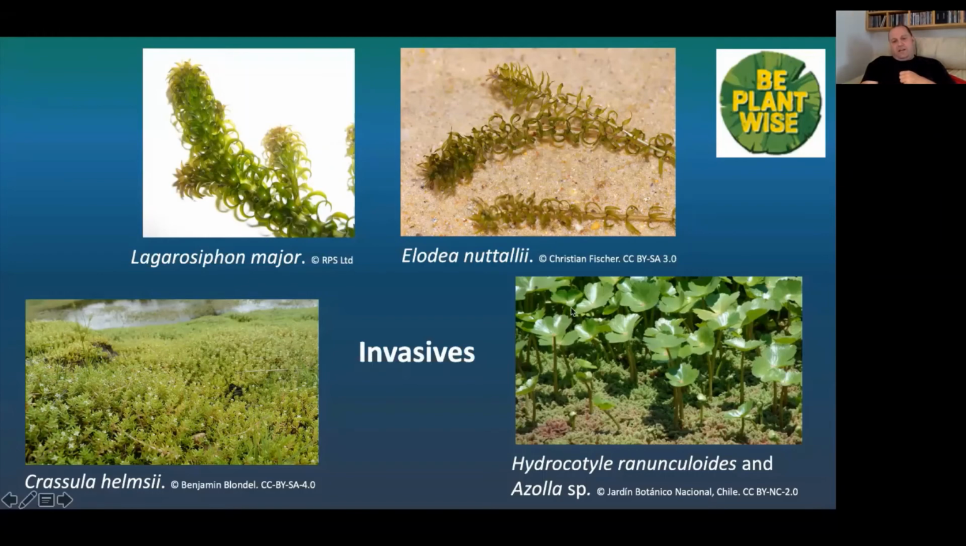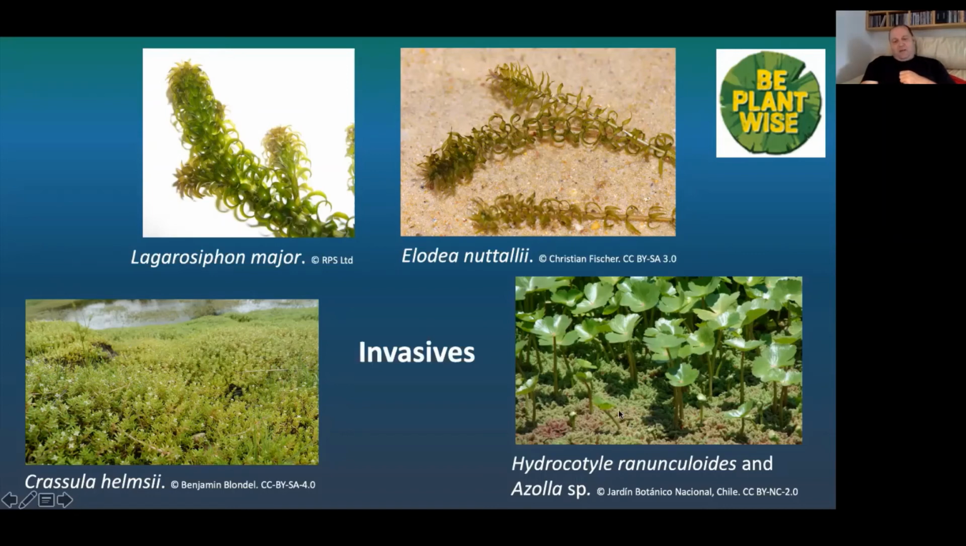Hydrocotyle ranunculoides, the floating pennywort, is another very invasive species. Again, you don't want it anywhere near your garden pond. I would just avoid anything that has leaves that look like this. Obviously, there is a native marsh pennywort that isn't harmful, but you don't need to grow marsh pennywort in your pond. And I would just avoid anything.